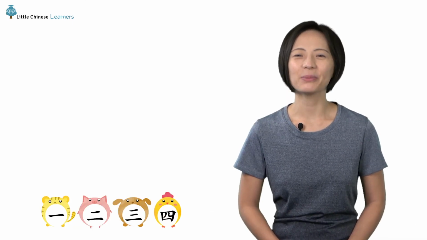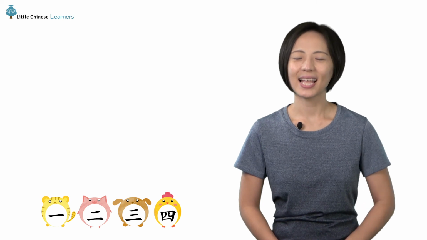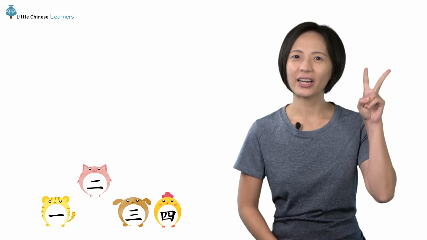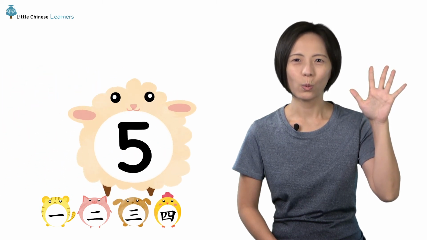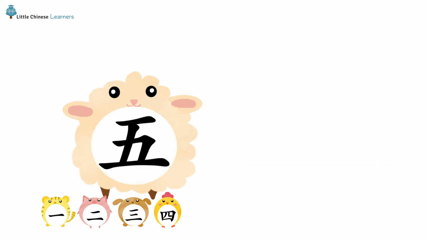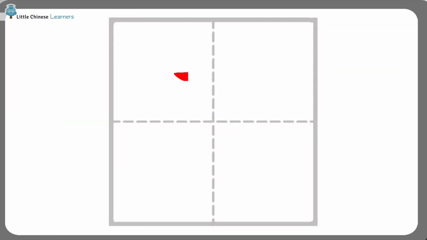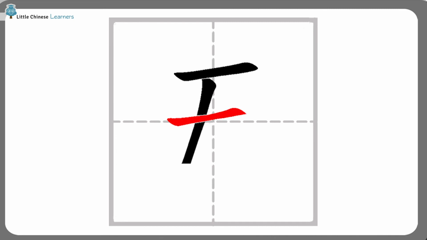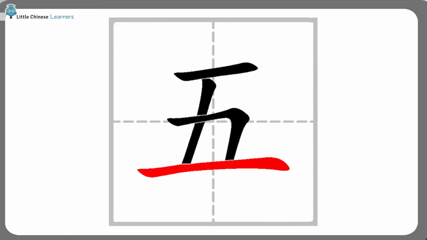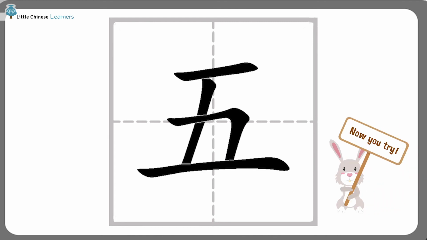Great! What number comes after 4? 1, 2, 3, 4, 5. Let's write it. We start with the top line, followed with a vertical line that leans slightly to the left. Then we draw a line in the middle that curls downward like a tail. We finish with a bottom line going from 左到右. And that's it. Now you try it.